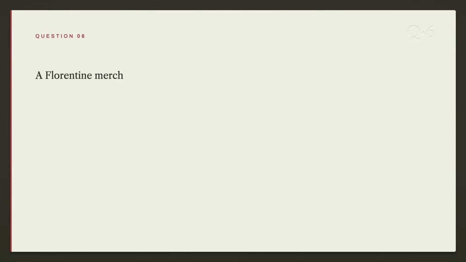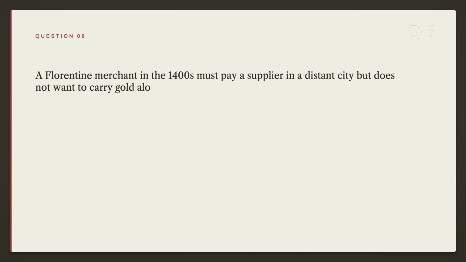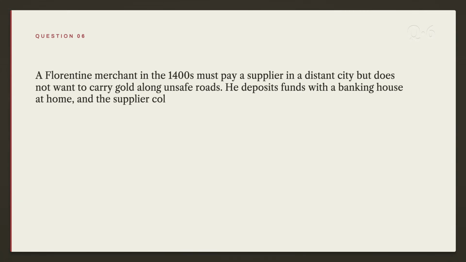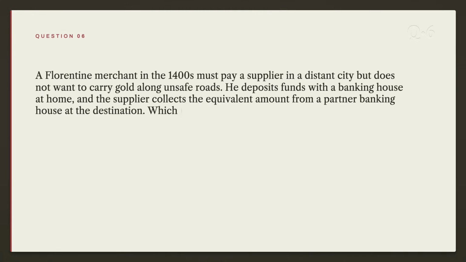Question 6. A Florentine merchant in the 1400s must pay a supplier in a distant city but does not want to carry gold along unsafe roads. He deposits funds with a banking house at home, and the supplier collects the equivalent amount from a partner banking house at the destination. Which innovation is being used?